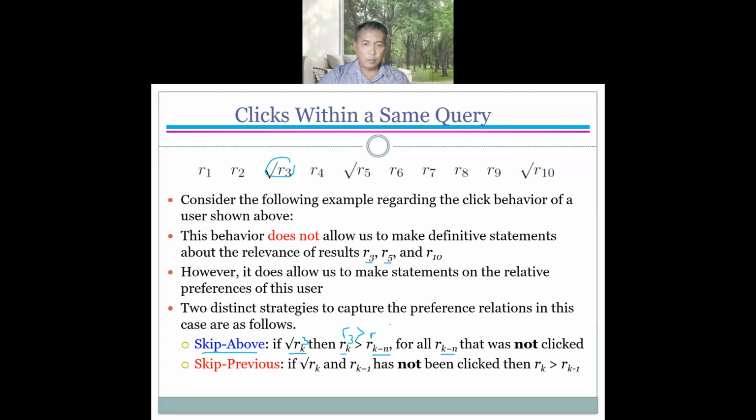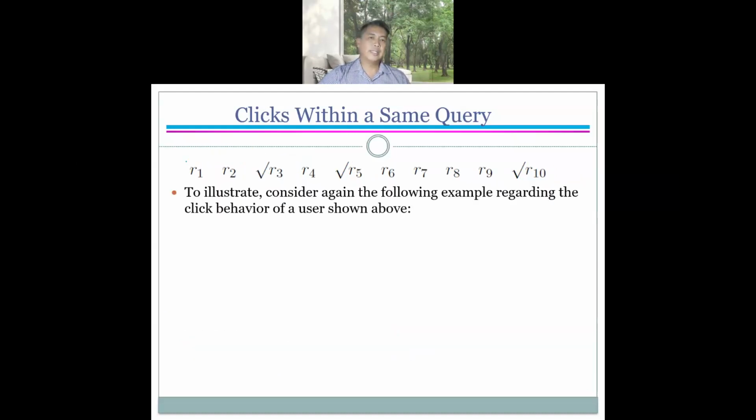Skip above, okay, this one is referring to what we have here. So when we say skip above, this is more important compared to this. Oh, the other way around. Skip above means that this is important compared to the rest of this. The skip previous is this is important compared to the previous one. For example, to illustrate this one.